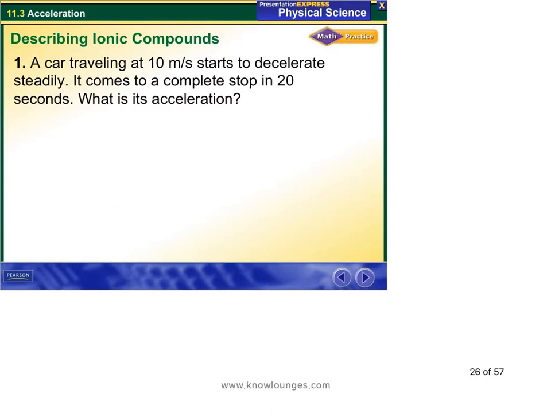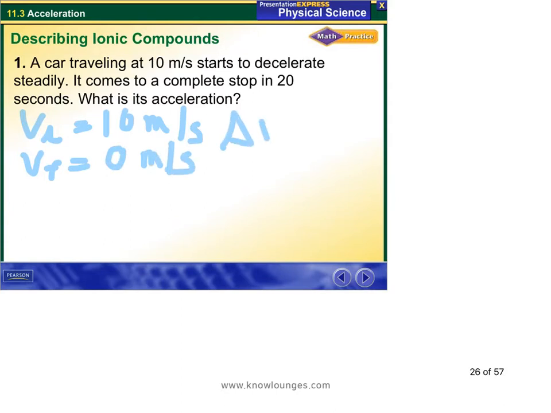It comes to a complete stop. So its initial speed was 10 meters per second. Its final speed is 0 meters per second. Meaning delta V is going to be, in this case, negative 10 meters per second, because it is slowing down, so we get that negative. And then they told us that time was 20 seconds.